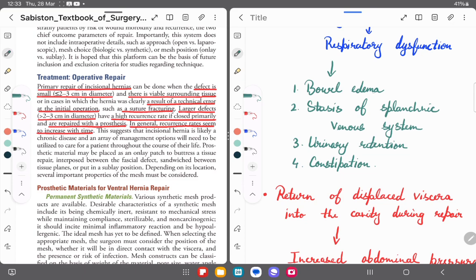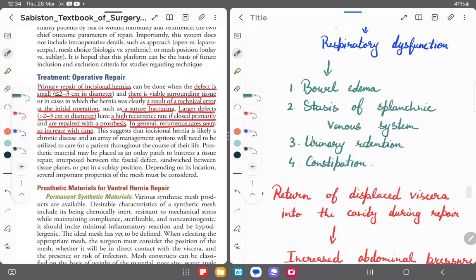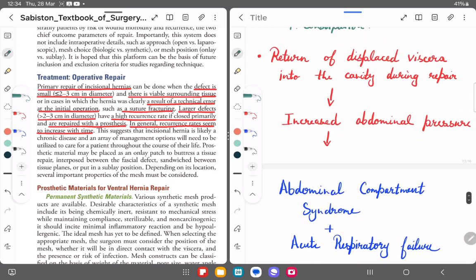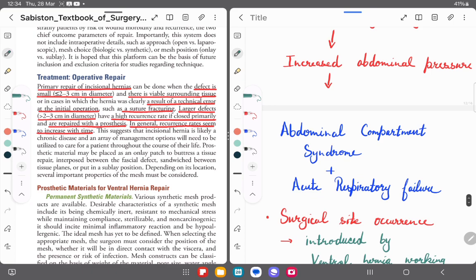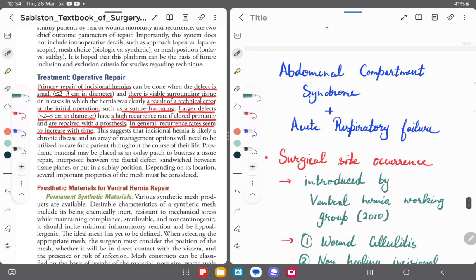loss of domain are bowel edema, stasis of splanchnic venous system, urinary retention, and constipation. So even if we return the displaced viscera into the abdominal cavity during a repair, it can cause increased abdominal pressure, and increased abdominal pressure can result in abdominal compartment syndrome as well as acute respiratory failure.